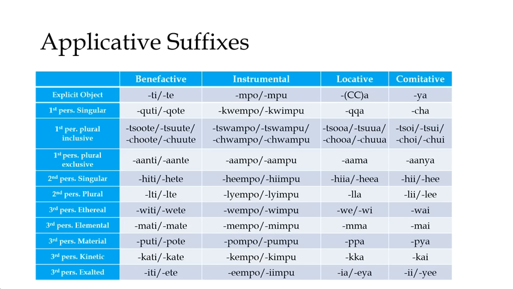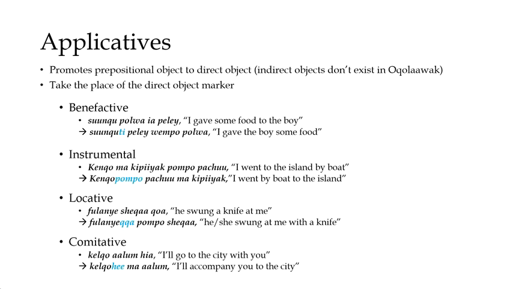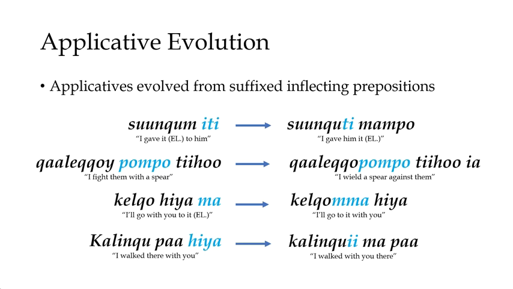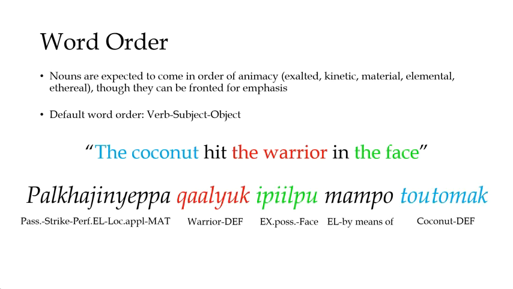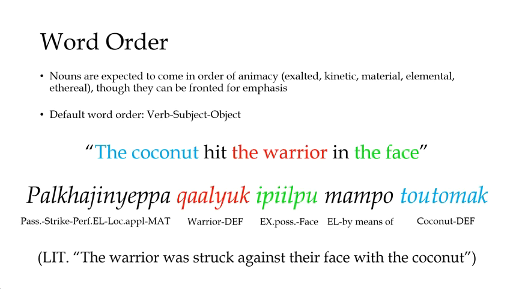Oqolaawak has a series of applicative suffixes that promote the object of a particular type of prepositional phrase to a direct object. These applicatives are actually derived from old inflecting prepositions that got suffixed onto the verb stem. In this case, we can use the locative applicative to modify the verb to mean to strike against, and then use the noun face as what is functionally a direct object. Finally, the coconut is placed last and preceded by an instrumental preposition, so the whole sentence more literally translates to, "The warrior was struck against their face with the coconut." This might seem a bit clunky, but in fact, this would actually be the most natural way for a native Oqolaawak speaker to say a sentence like this.